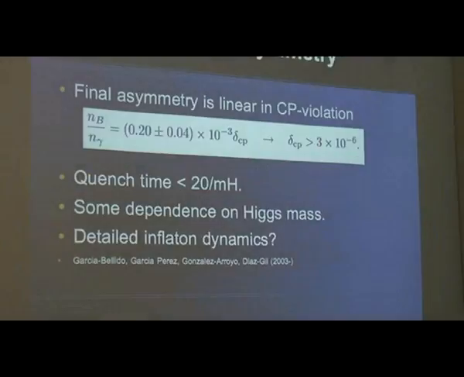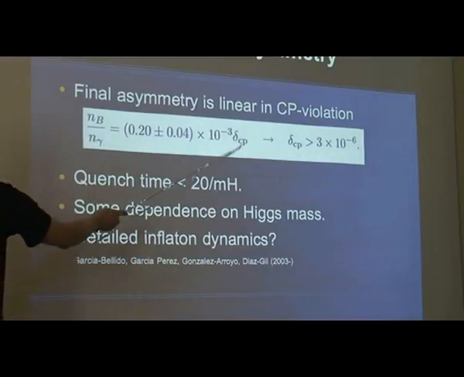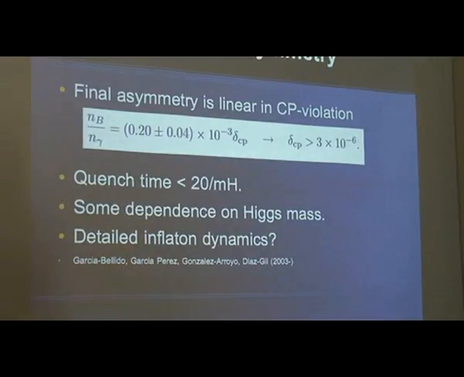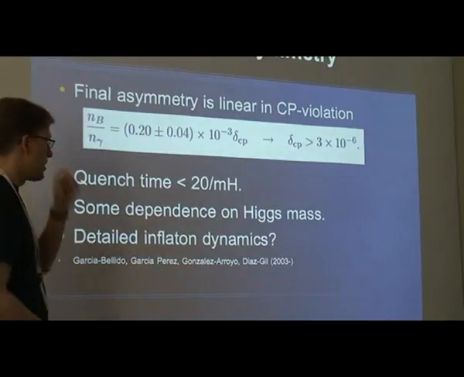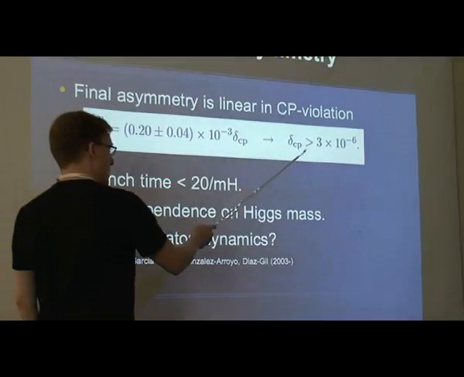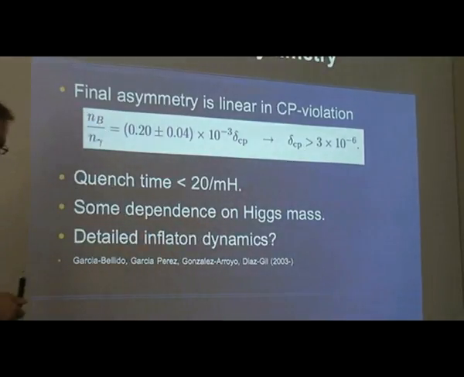Okay, then you calculate the final asymmetry. You put everything in, your lattice, and you take a reheating temperature to calculate the entropy, etc., and you discover that the baryon asymmetry is 0.2 times 10 to minus 3 times this parameter delta CP. So this has to be larger than 10 to minus 6. Now, if this had been 10 to minus 20, that's it. End of game. But if it's, in fact, just the Jarlskog invariant, which is 10 to minus 5, then you're in business.